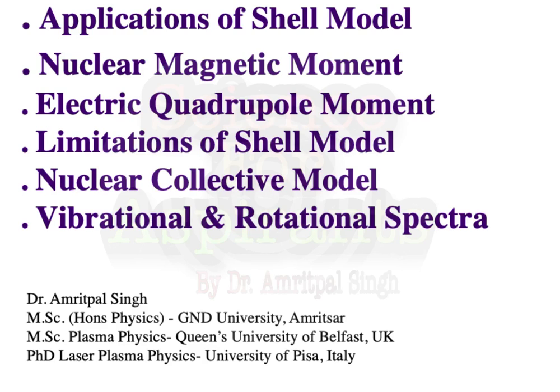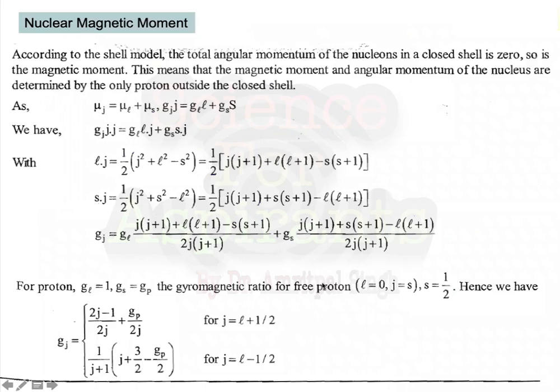That is different for the jackknife case and the stretched case, and further we will discuss the electric quadrupole moment, and then we will discuss the major limitations or failures of the shell model, and how other models like the nuclear collective model and the Nilsson model come into line and explain the points which the shell model is unable to explain. So, starting with this lecture, the nuclear magnetic moment.